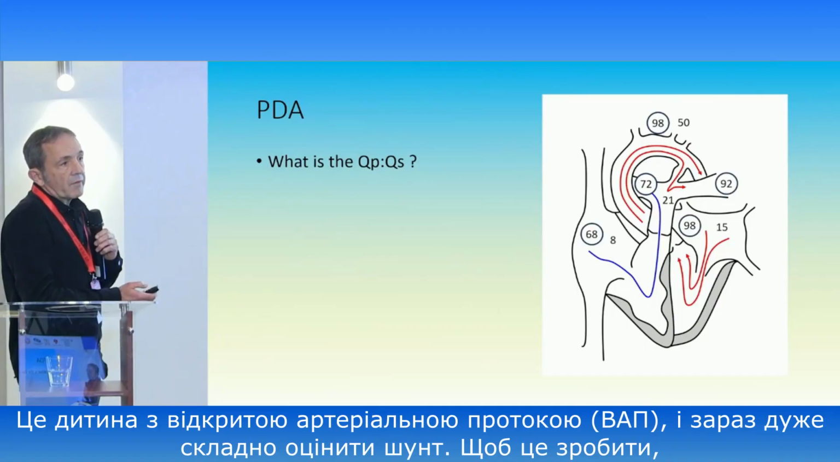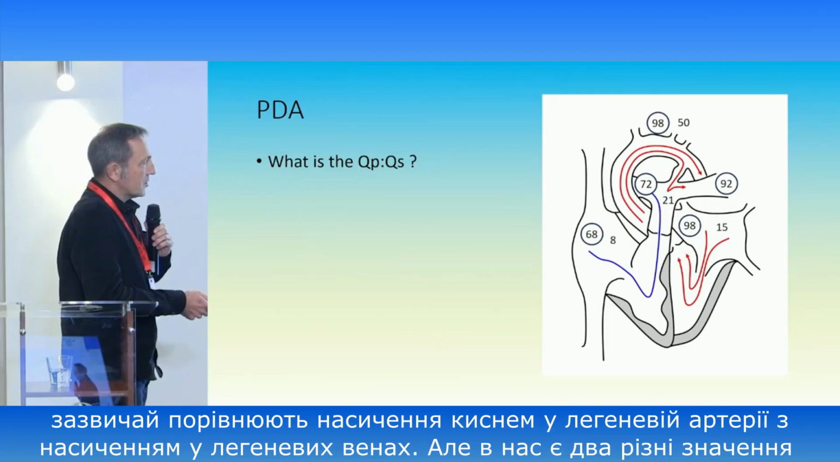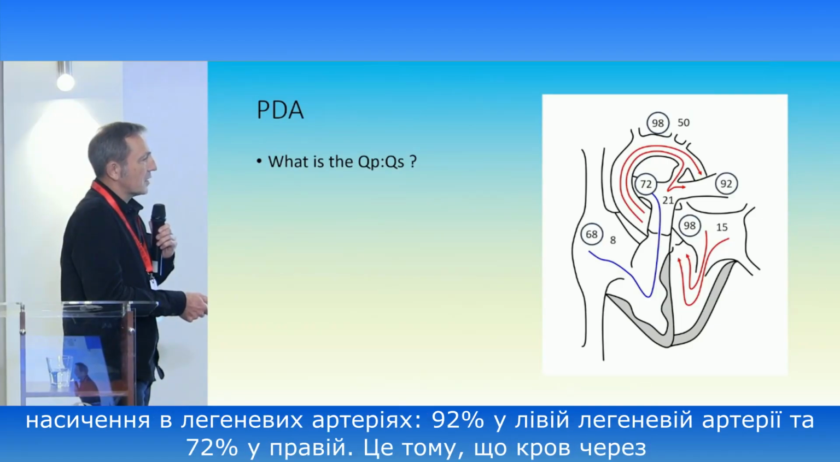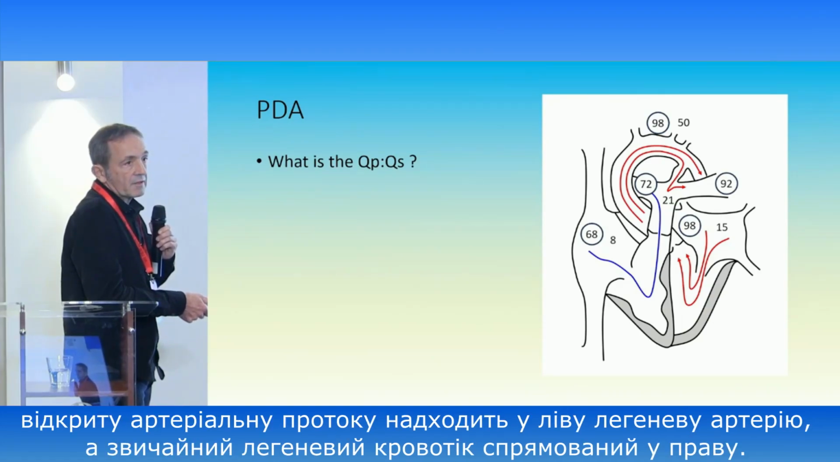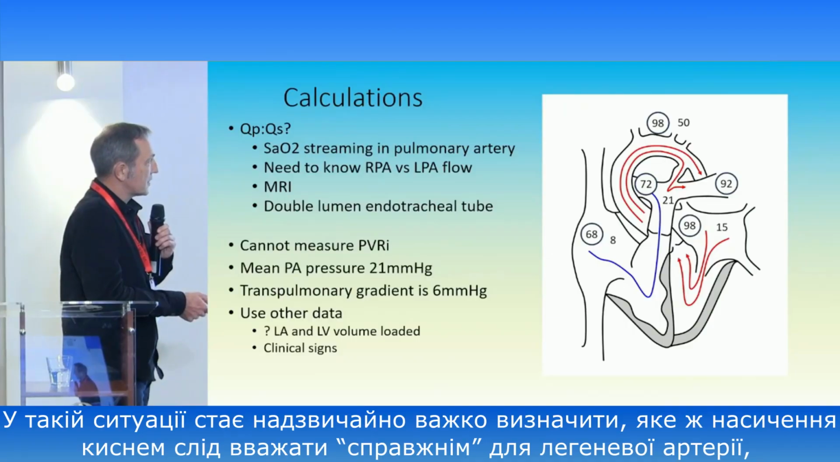So this is a child with a PDA, and trying to work out the shunt is now difficult. Trying to work out the shunt relies on you checking the pulmonary artery saturations and comparing those with the pulmonary vein saturations. But we've got two different pulmonary artery saturations. They're 92 in the left pulmonary artery and 72 in the right pulmonary artery. And that's because the PDA flow goes to the left and the PA flow goes to the right. So now it's extremely difficult to tell what the actual pulmonary artery saturation is.